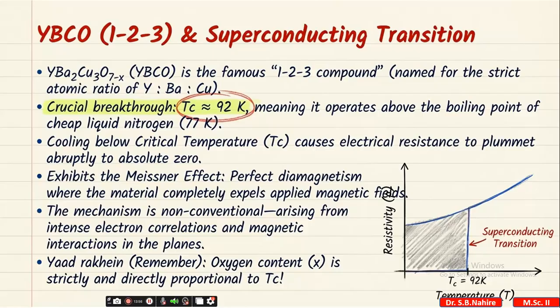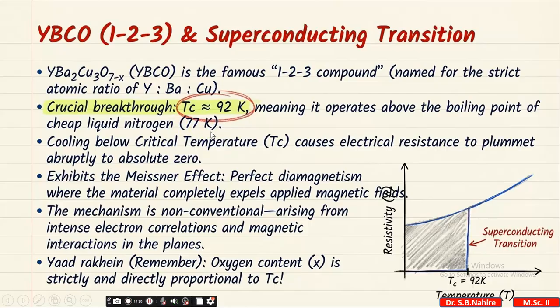Now let us understand a very important example of high-temperature superconductors, YBCO. First point. YBCO, yttrium barium copper oxide, is known as the famous 123 compound. It is called 123 because of the atomic ratio of yttrium, barium and copper. Now the most important breakthrough. The critical temperature Tc is approximately 92 Kelvin. This is very significant because it is higher than the boiling point of liquid nitrogen, which is 77 Kelvin. This makes the material practical and economical for real applications.